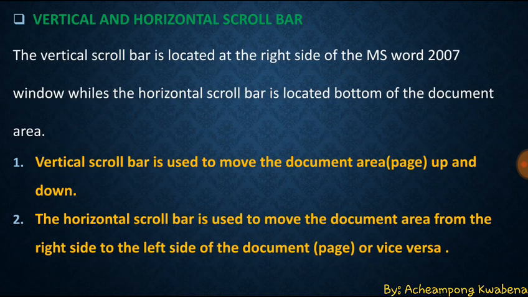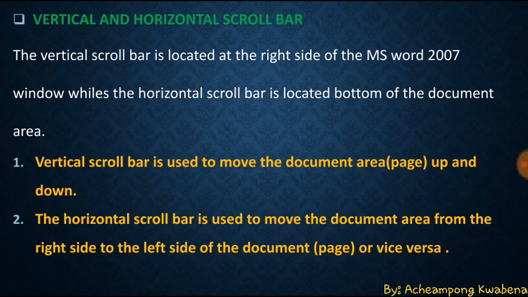The next one, we have the vertical and the horizontal scroll bar. As the name appears, we have scrolling. These bars can be seen at the right side. That's the vertical one, can be seen at the right side of MS Word 2007 window. And the horizontal one can be seen at the bottom of the document area.